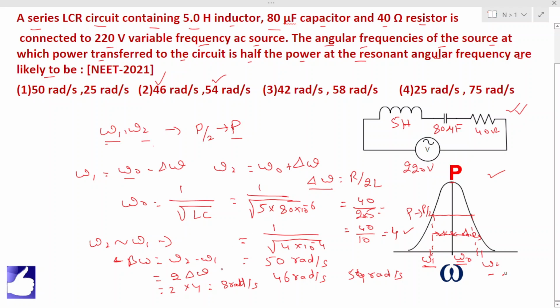Okay, so the bandwidth is 8 radian per second. Now if you observe this option, the bandwidth is 25 radian per second, so this is wrong. If you go for this, the bandwidth is 8 radian per second, so this is the answer. For the third and fourth, the bandwidth will not be equal to 8 radian per second. So the answer is 46 radian per second and 54 radian per second.